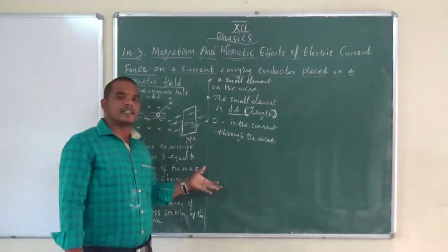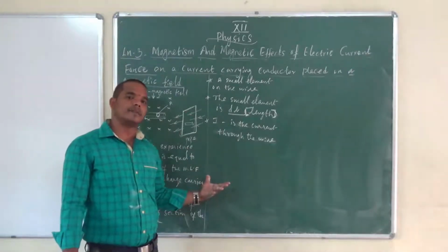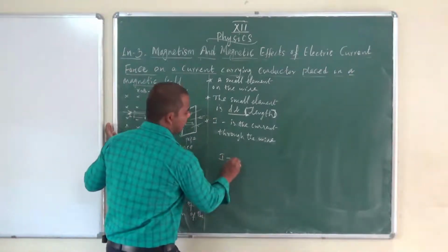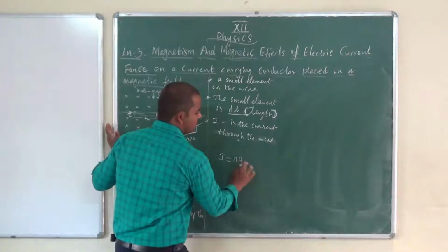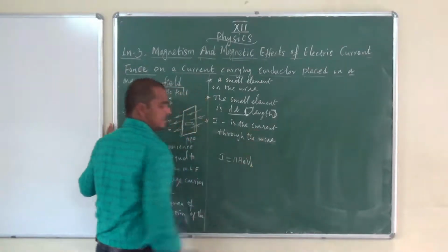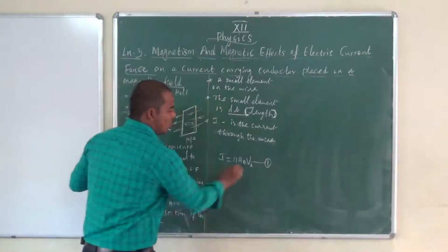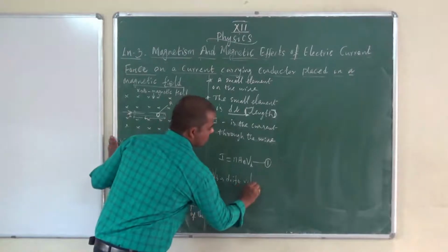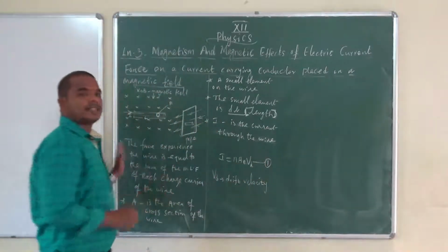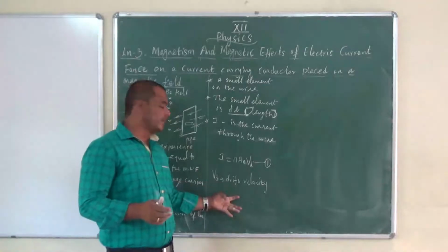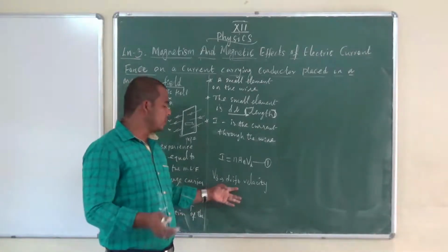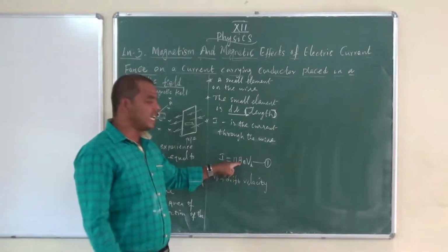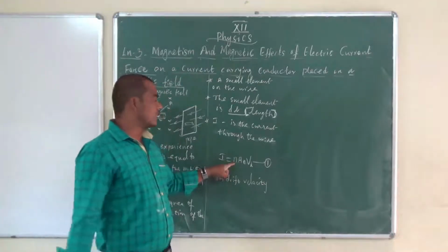So we already discussed this in our previous chapter, current electricity. The relation between current and drift velocity: I is equal to N A e v_d, equation number 1. Here v_d means drift velocity. We discussed in our previous class in detail what drift velocity is. Drift velocity is defined as the velocity acquired by the electrons in the presence of the electric field, isn't it? Next, e means charge of the electron, A means area of cross section, and N means number of free electrons.